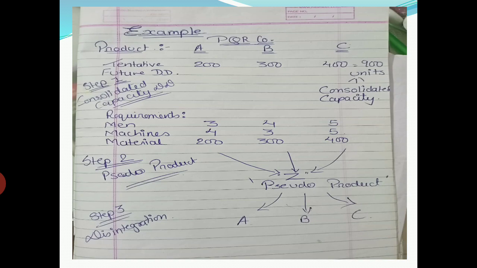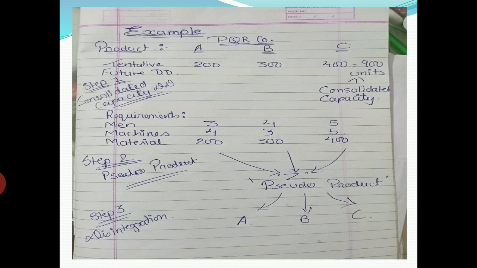If you study the example here, PQR is the company, and it is producing A, B, C types of product. They are the same product, or related products in the same product line, right? Now it tries to find out the tentative future demand between 6 to 18 months. For example, A products may be demanded in 200 quantities, B in 300 quantities, and C may be expected to have a demand of 400 quantities. That means if you want to supply A, B, C items in the market, then you must produce 900 units.